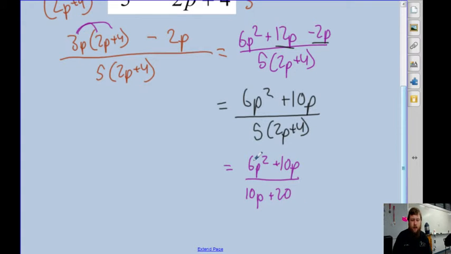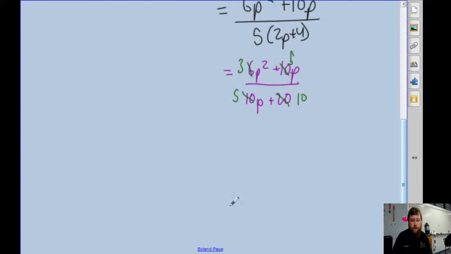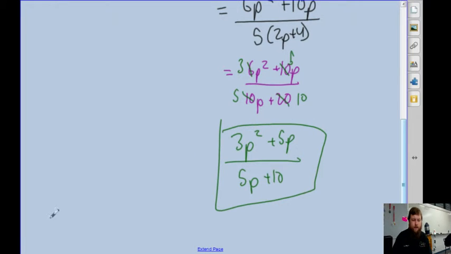Now, is there any number, so we have all these 4 terms here, that I can divide or reduce each of these coefficients by? They're all even, so I can divide them all by 2. So this becomes 3, this becomes 5, this becomes 5, and this becomes 10. So my best answer, the most simplified, is going to be 3p squared plus 5p over 5p plus 10. Yep, that's what it looks like.